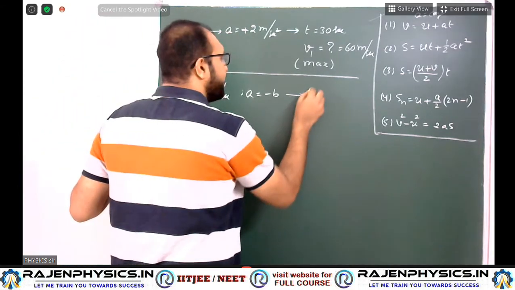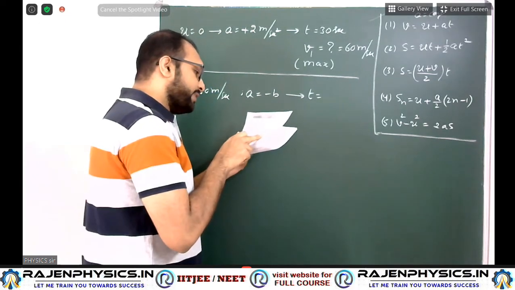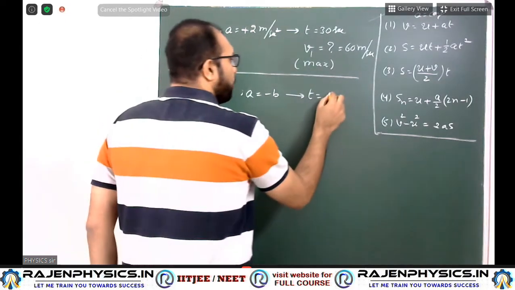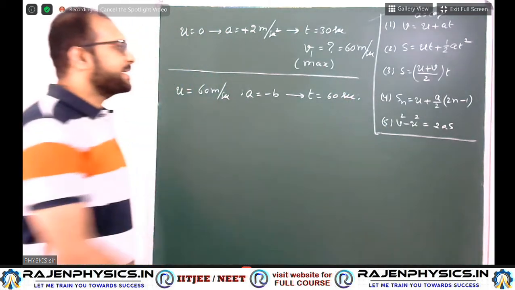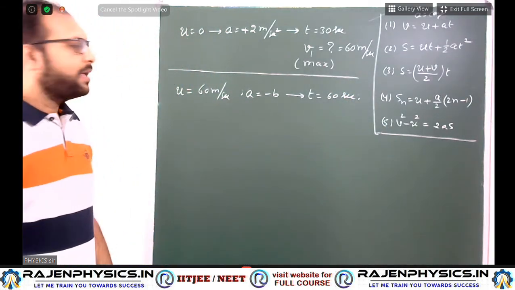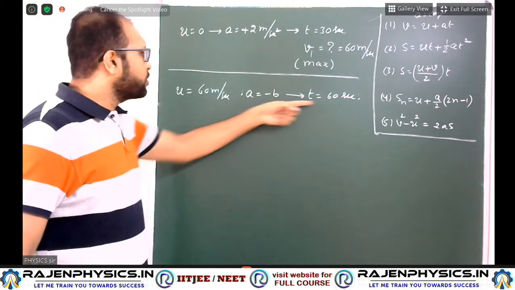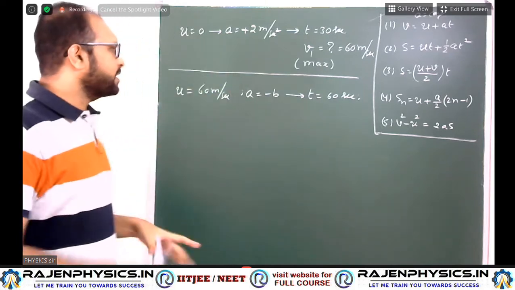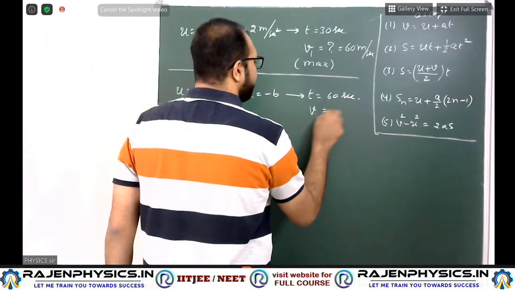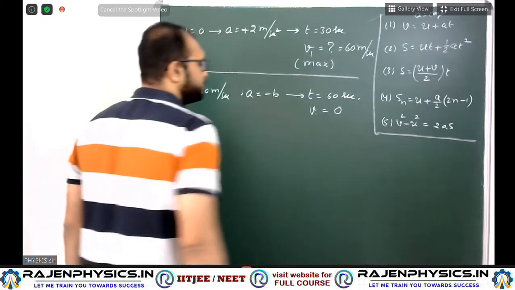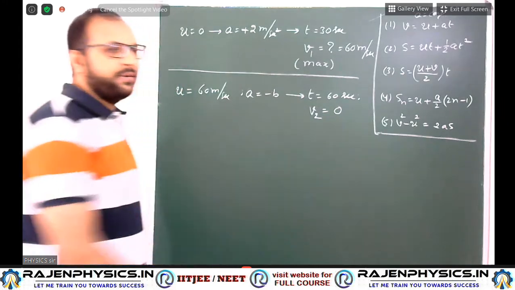In this way T equal to, not half, 1 minute, that is 60 seconds. First half minute acceleration, next 1 minute deceleration. Finally, the body comes to rest. That is V equal to 0. Otherwise, you take V2 to avoid confusion. V2 equal to 0.